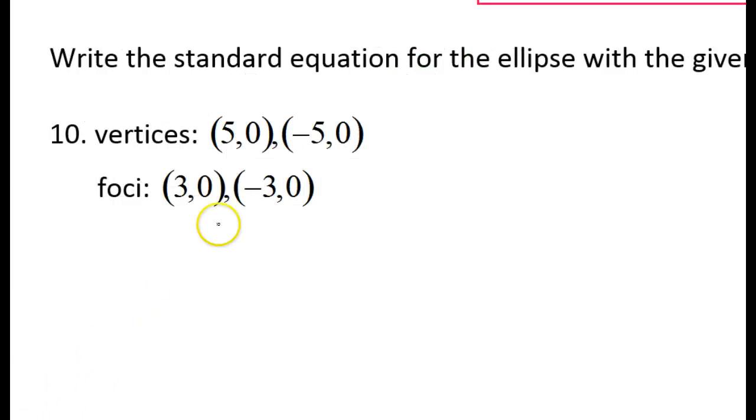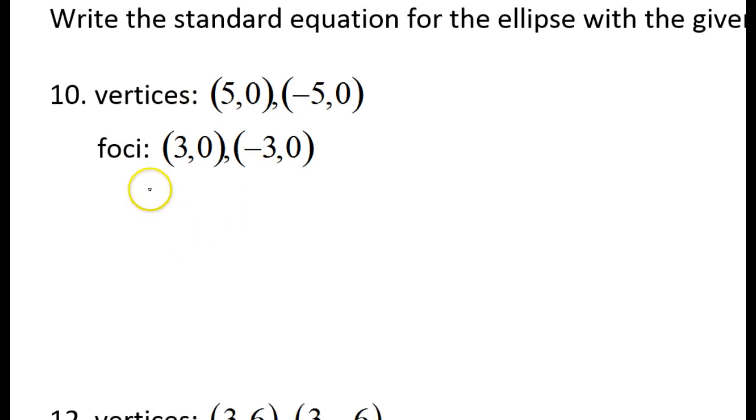For number 10, we need to write the standard equation for an ellipse that has these vertices and these foci. If I do a quick sketch, it will help me visualize what's happening. So let's see, 5, 0. That would be here. -5, 0. Wait, let me put this 5. 1, 2, 3, 4, 5.